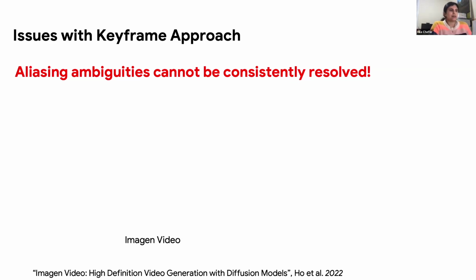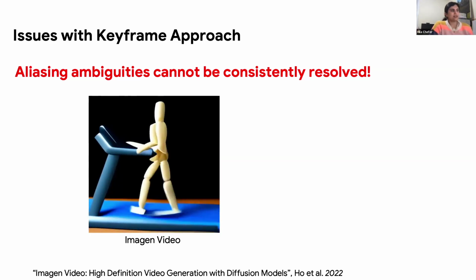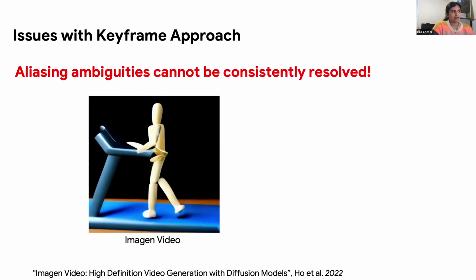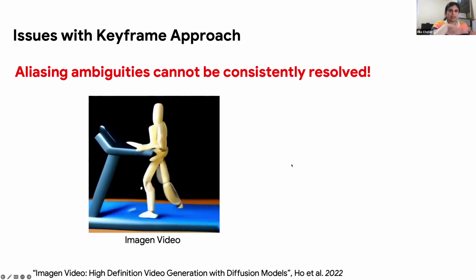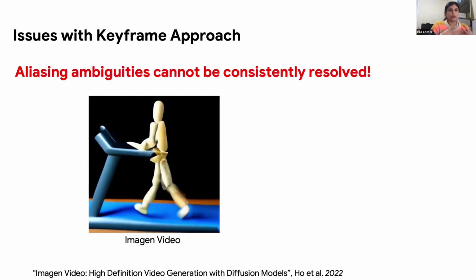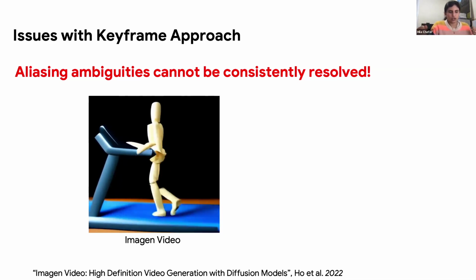So let's take a look again at Imagen Video, again, a cascaded model that uses temporal super-resolutions. This is a video from the website of Imagen Video of a wooden figurine walking on a treadmill. And if you take a look at these frames carefully, you can see that the leg is jumping, it's cutting off, it's jittery. So we're seeing inconsistencies in the motion.